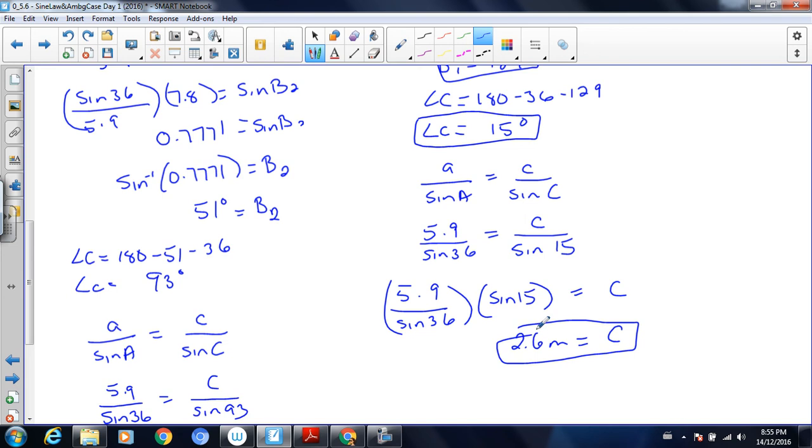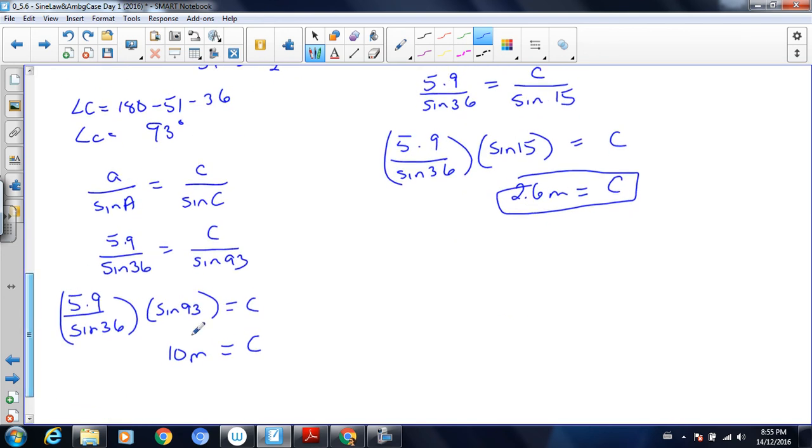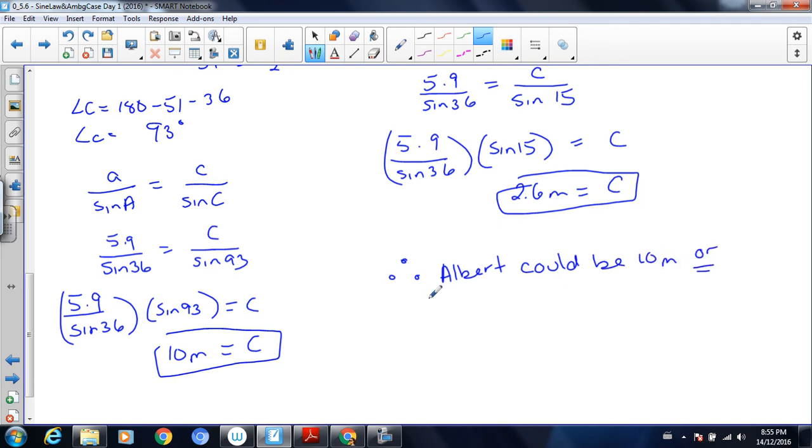So I have two possible answers. I have 2.6 meters and I have 10 meters. So my final answer would be, therefore, Albert could be 10 meters or 2.6 meters away from Bell. And that's our final answer.